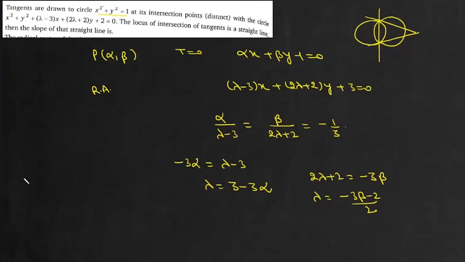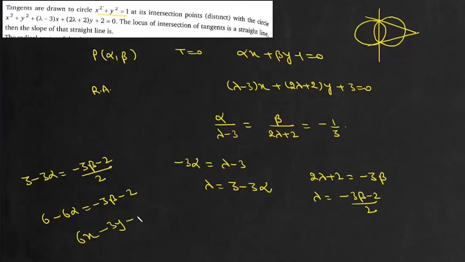Now we equate lambda, then we get 3 minus 3 alpha equal to (minus 3 beta minus 2) upon 2. So we get 6 minus 6 alpha equals minus 3 beta minus 2, or the equation of this line will be 6x minus 3y minus 8 equals 0, and the slope of this line is minus coefficient of x upon coefficient of y, which is simply 2. So the answer to this question is: the slope of this straight line is 2.